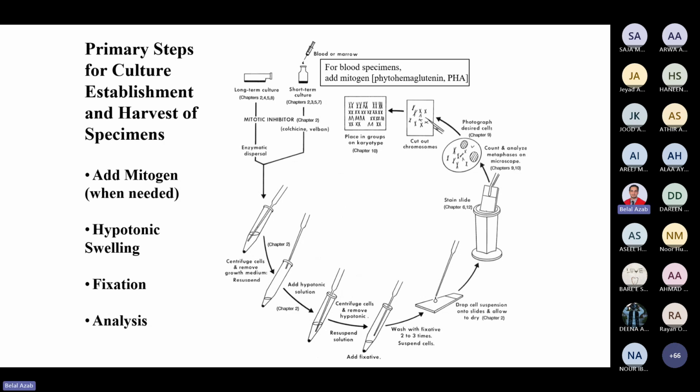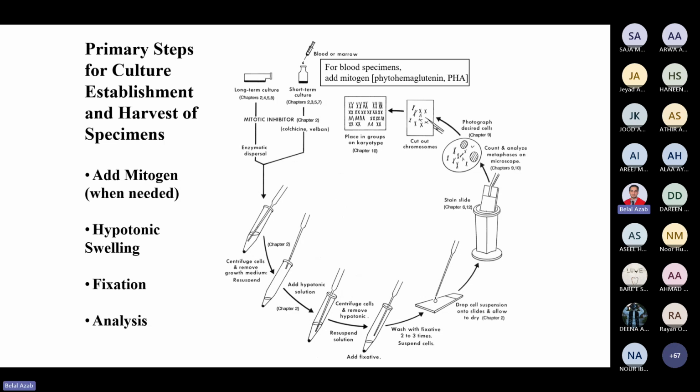After you treat with phytohemagglutinin, you wait for some time. The cells are undergoing the cell cycle, and then you will treat with a mitotic inhibitor, a chemical compound that will arrest the cell, or stop the cell at metaphase. So typically, it's colchicine or colcemid. So now you have your cells arrested at metaphase, which is the phase where the chromosomes are condensed and visible under the microscope after you stain them.